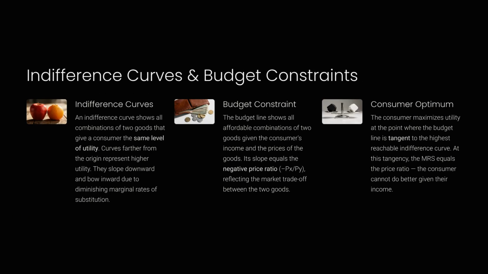Indifference curves show combinations of goods that provide the same utility. The budget constraint shows affordable combinations. The consumer optimum is the point where the budget line is tangent to the highest reachable indifference curve.